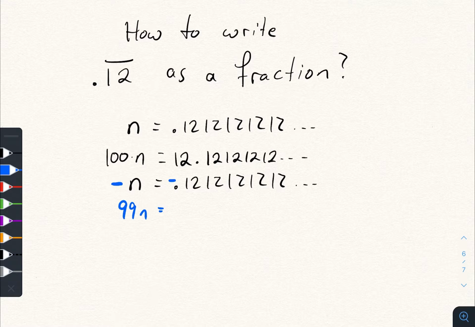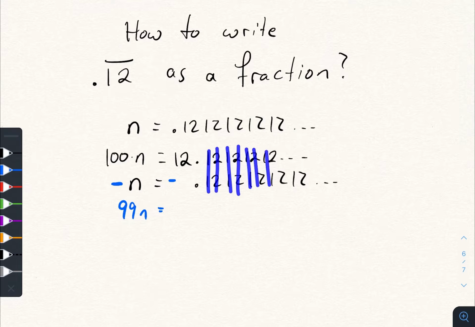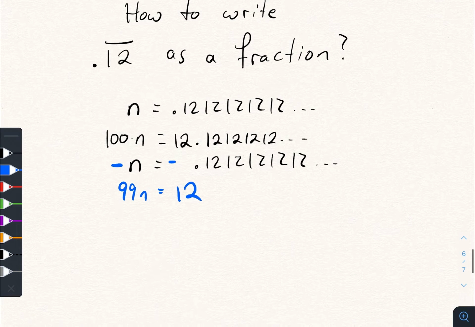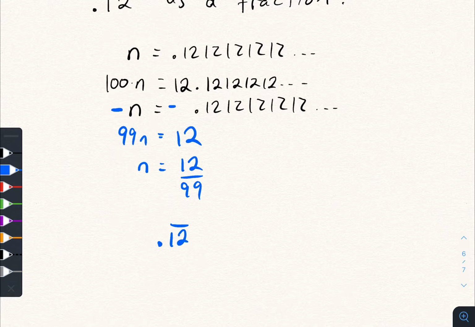And on the right, what do we get? Well, we have 12.12 repeating minus just 0.12 repeating. So all of these 1, 2 repeating parts, whatever you want to call it, all of those are just going to go away, and we're just going to be left with 12. And so we can divide by 99 and get that n is equal to 12 over 99. So 12 over 99 is equal to 0.12 repeating. So 0.12 repeating is equal to 12 over 99 as a fraction.